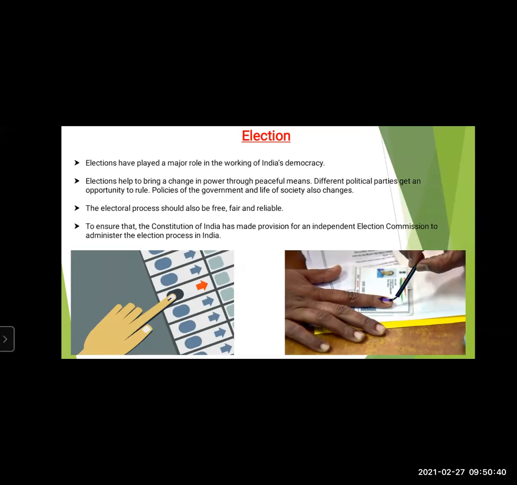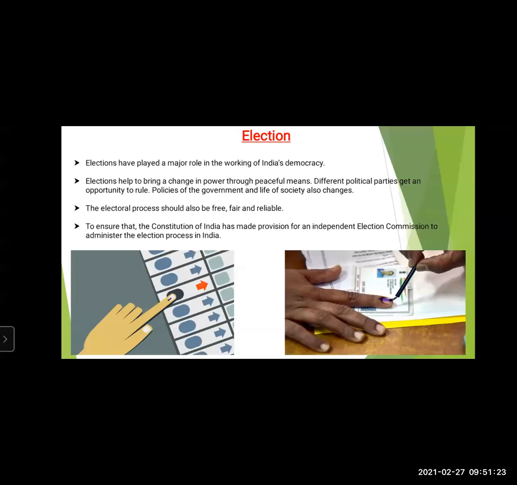Elections help to bring a change in power through peaceful means. If any political party has won the elections and is running the government, after 5 years, at regular intervals, the election is held. Again there is voting done by the people, and the one who gets the majority wins. So in a very peaceful manner, the change in the power of the political party takes place. And because of that, different political parties get an opportunity to rule or to govern.